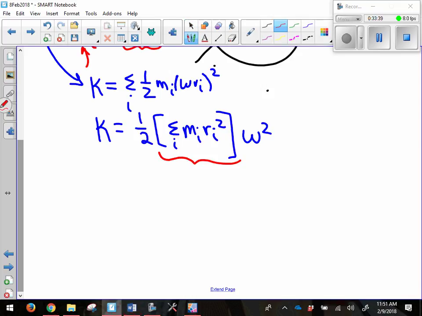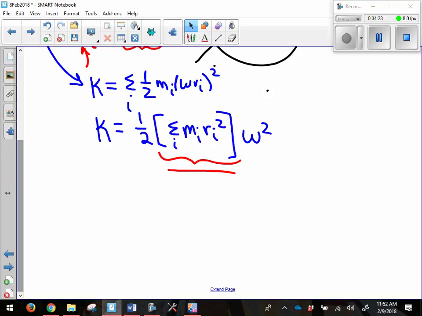So this part here tells me not only what the mass is of my object, but how that mass is distributed. It's the same for every term because omega is the same for every point on my rigidly rotating object. Okay. So, like I said, what I have here not only describes what the mass is, but how it's distributed.